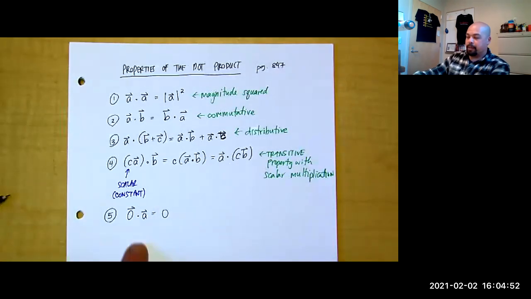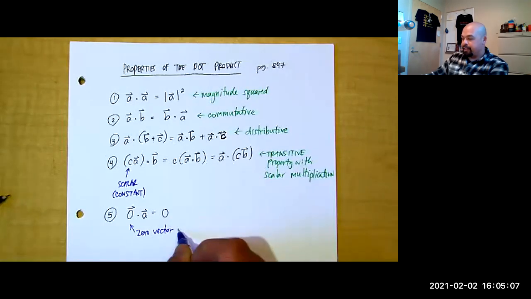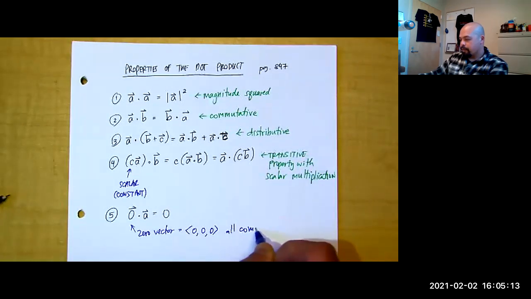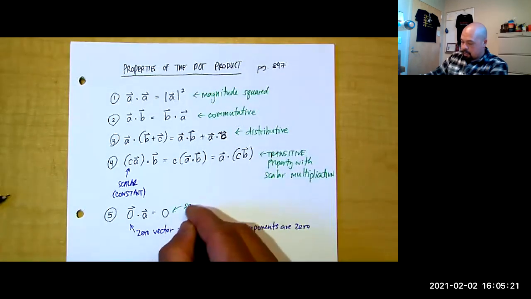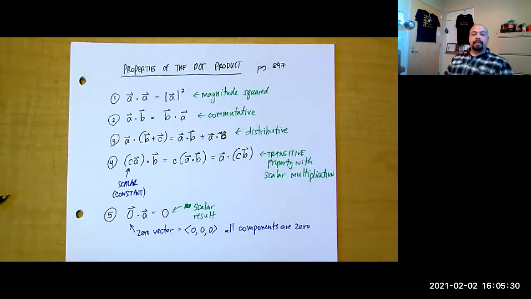Okay. And again, going back to our commutative property, the 0 vector times anything, or anything times a 0 vector, is going to give you a 0 result. All right, so our 0 vector means all the components are 0. And remember, for the dot product, we're getting a scalar result, a numerical result, not another vector as a solution. It's just zeroing out that component. Okay.